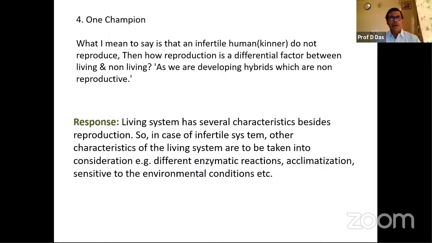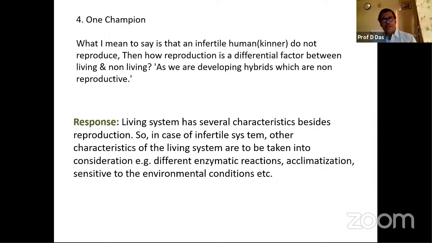But my answer to this question is that yes, some living cells cannot reproduce. If you go to the plant sector or the animal system, we have a lot of infertile systems. But reproduction is not the only characteristic of the living system. The living system has other characteristics also. What are the other characteristics?